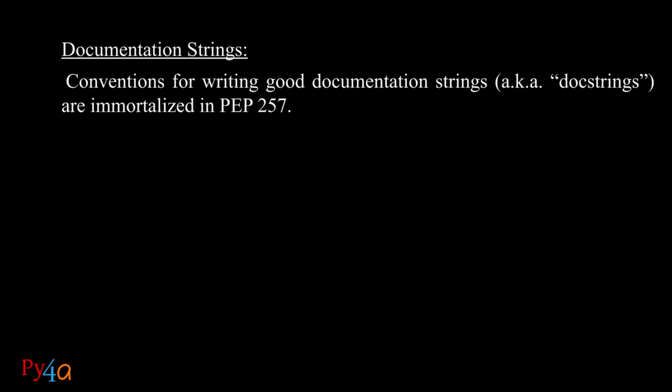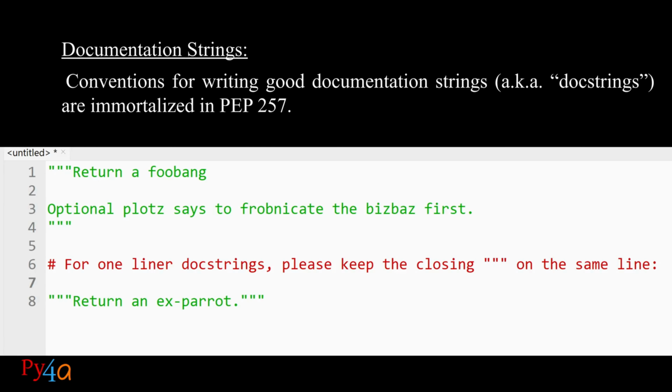Documentation strings. The convention for writing good documentation strings, also known as docstrings, is immortalized in PEP 257. If you go through PEP 257, you will see the standard convention for writing good documentation strings. We'll look at that subsequently in our videos when we begin to talk about functions, and also when we get to object-oriented programming when we write classes.